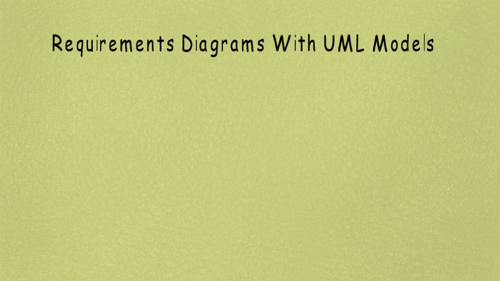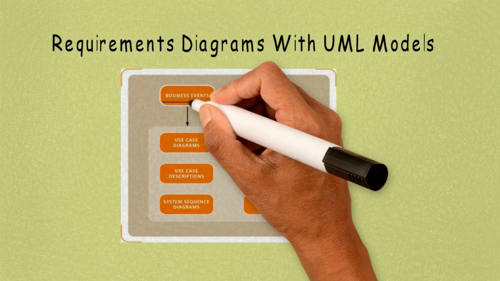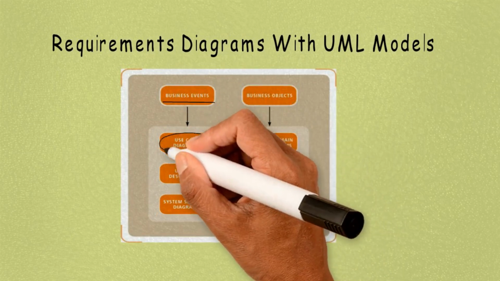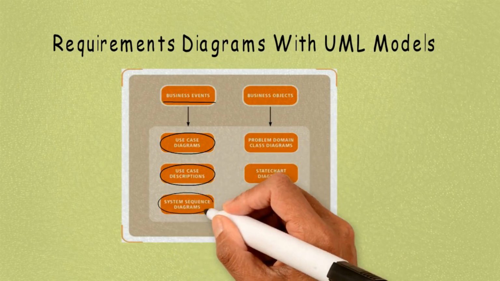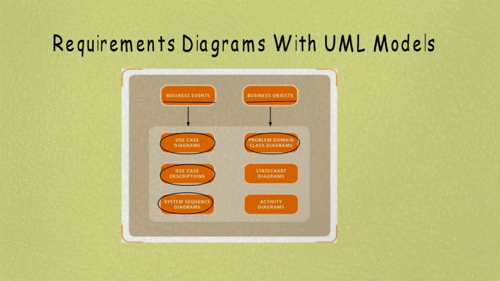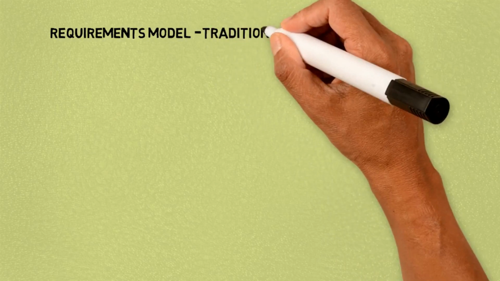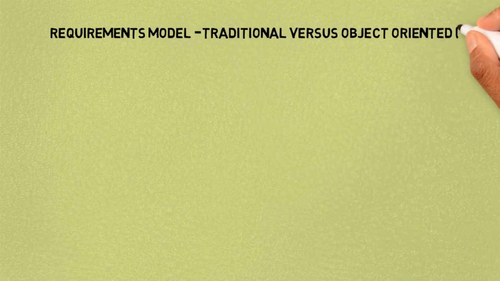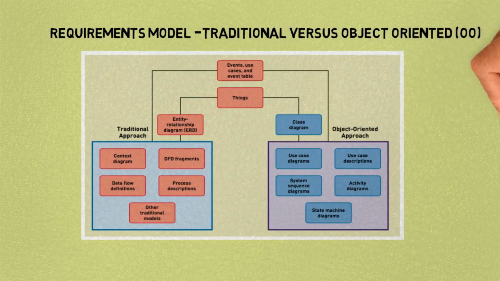Next, I'll give you a requirements diagram with the OMG model. So you can see we have here the business event, use case diagram, use case description, and the system sequence diagram. In the business object, we have the problem domain class diagram, the state chart diagram, and also the activity diagram. Another chart I will be showing to you is the requirements model, traditional versus object-oriented. We have the technical approach and the object-oriented approach.